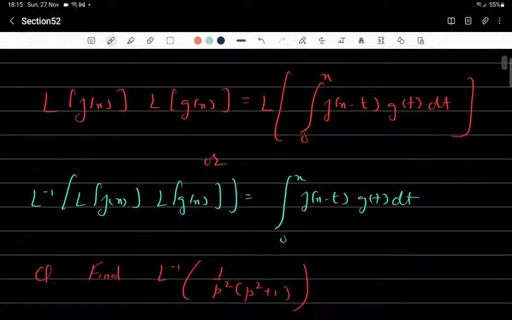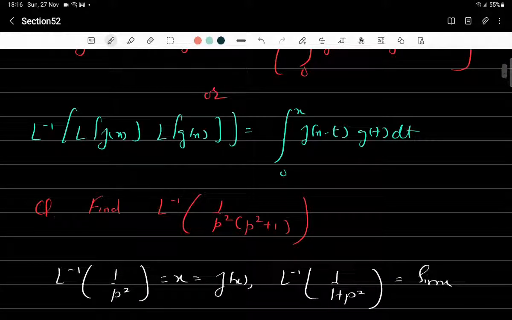For example, consider the problem Laplace inverse of 1 by p square plus 1. You can solve it using partial fraction also, but you can also use the convolution theorem because it is the multiplication of Laplace of f of x and Laplace of g of x. Now we know the Laplace inverse of 1 by p square and 1 by 1 plus p square. From there we can easily compute f of x, g of x, and then using the convolution theorem we could have the required answer. So f of x is x and g of x is sin x.